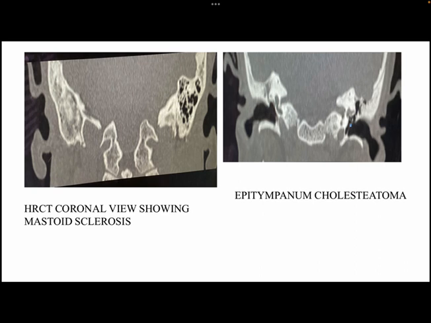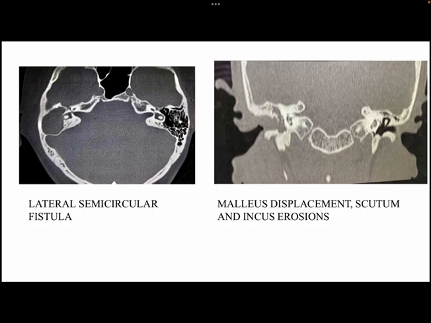The first image shows an HRCT coronal view showing mastoid sclerosis, and the second image shows epitympanic cholesteatoma. The first image in this slide shows lateral semicircular canal fistula, and the second image shows malleus displacement, scutum and incus erosion. These are some of the references which we have taken.